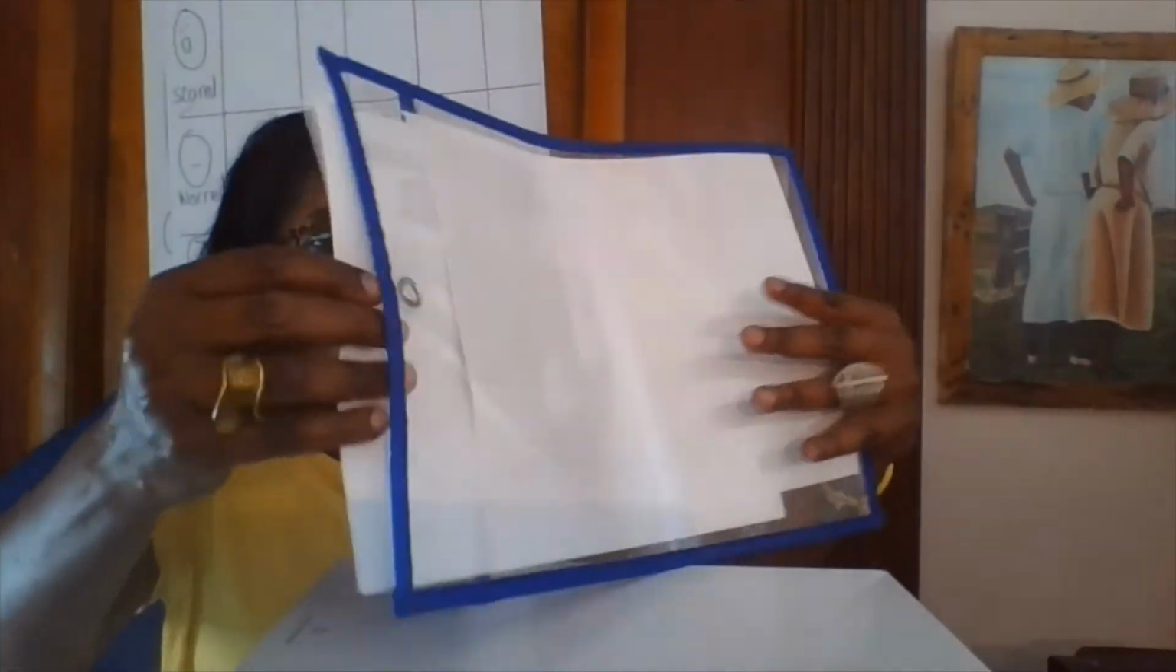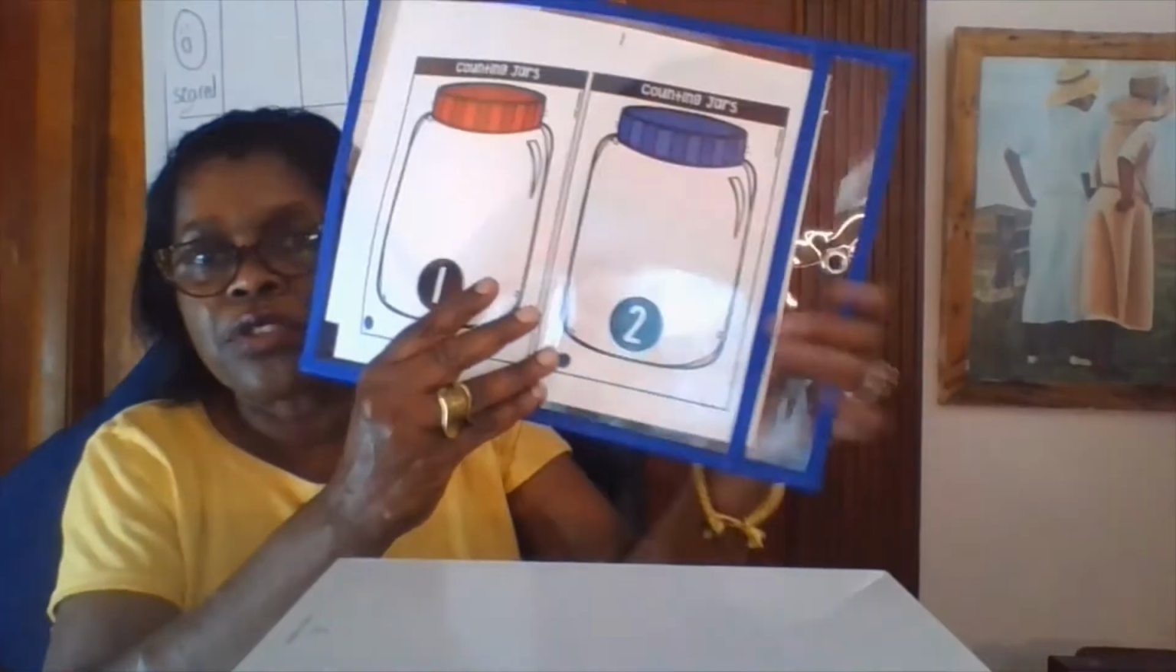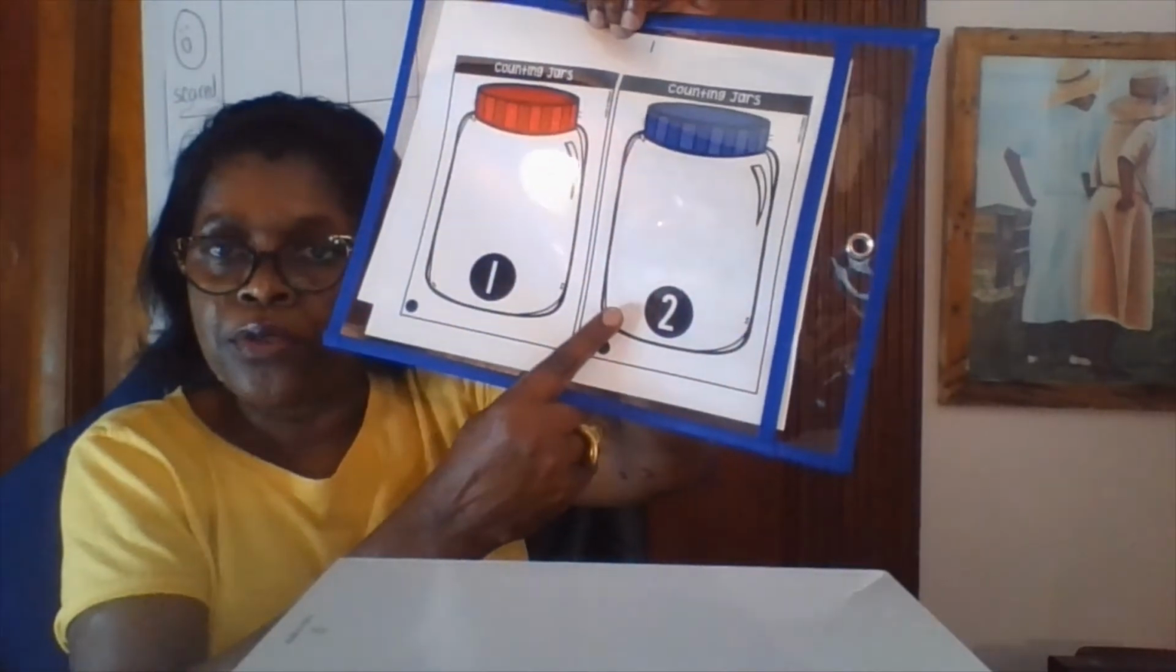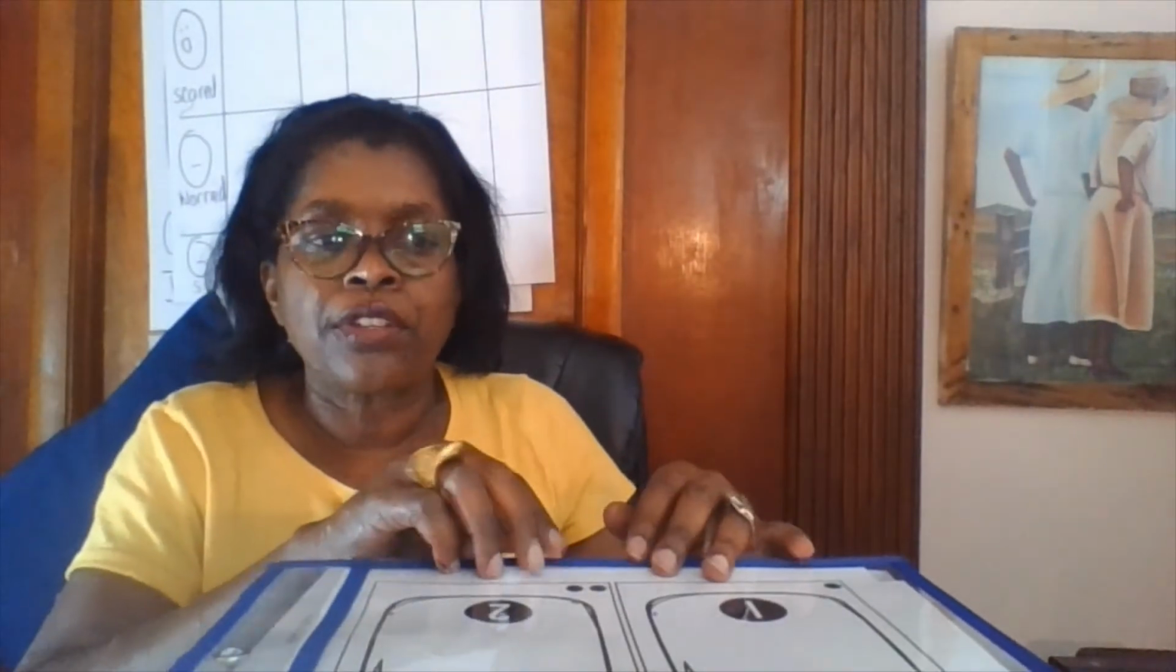Of course it goes wrong. There we go. Okay, we have 2 jars. A jar with 1 on it and a jar with 2 on it. So you put this before your child. You say how many Cheerios you're going to put in a jar, how many pennies you're going to put in a jar, and they can put one.